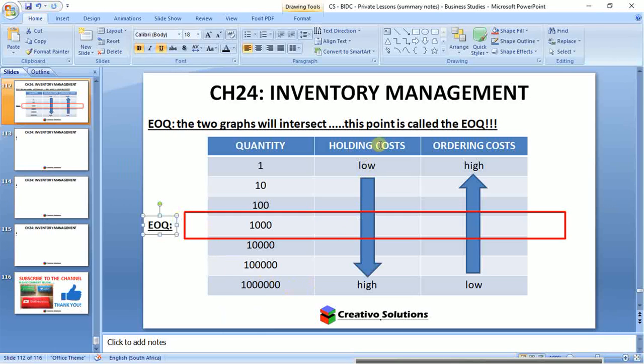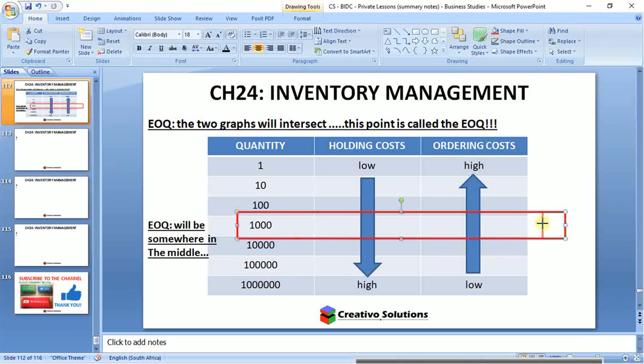Because holding costs go up and they get very, very expensive. Ordering costs come down and they get very, very cheap. And at some point, it's going to be optimal. See, this graph goes down and then it goes up. So the optimal level is where we have the lowest possible total cost. That's what we're looking at. So EOQ will be somewhere in the middle, and that would have reduced all our costs.